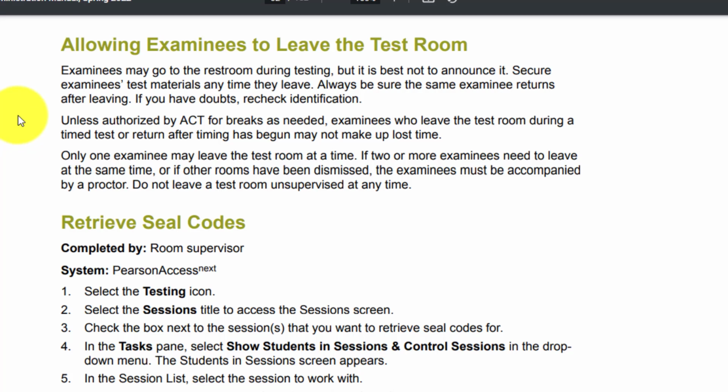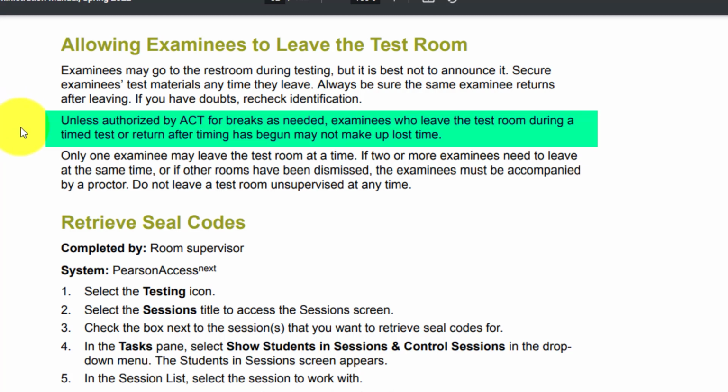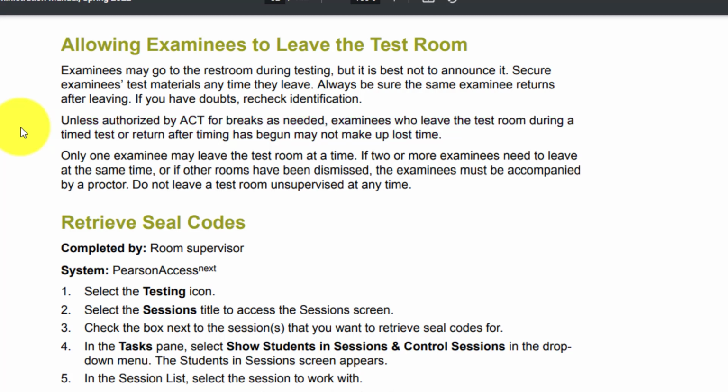I want to emphasize this statement right here. Examinees who leave the test room during a timed test or return after timing has begun may not make up lost time. So when you get to the irregularities section, you will notice that in part of one of those irregularity sections, it mentions that the room supervisor must keep track of the number of minutes the student has lost and must report that on an irregularity report.